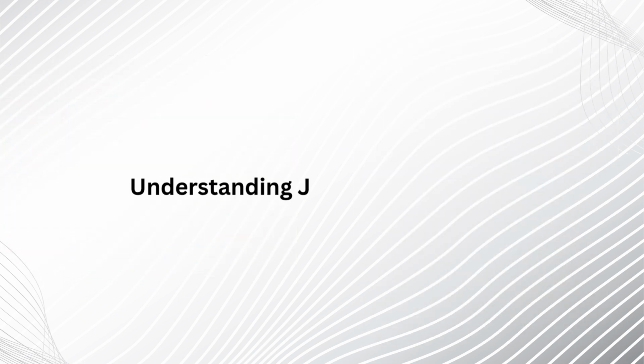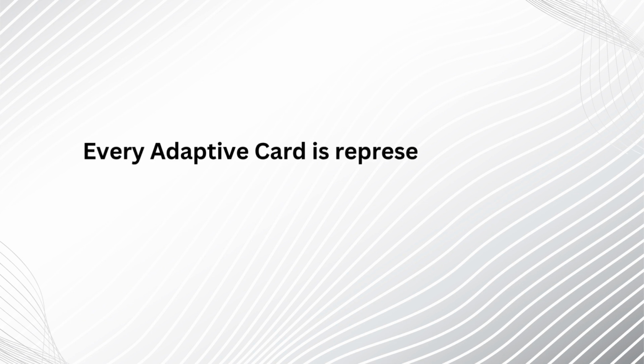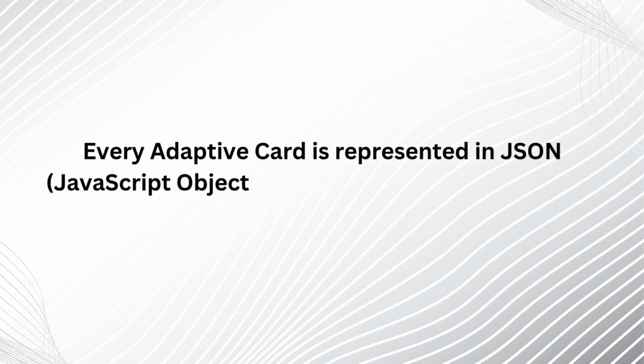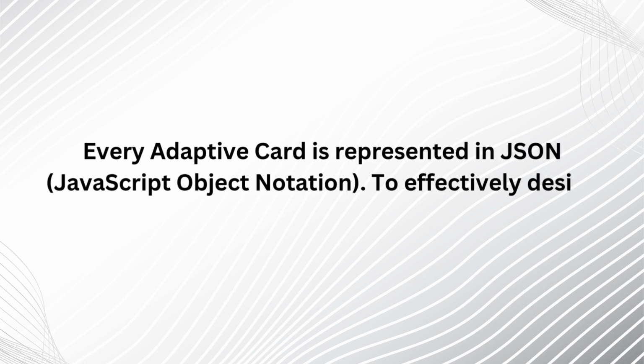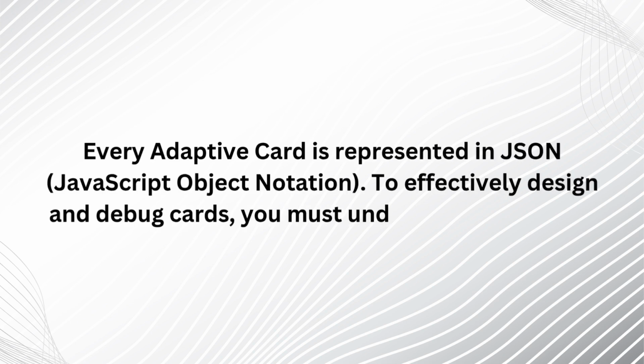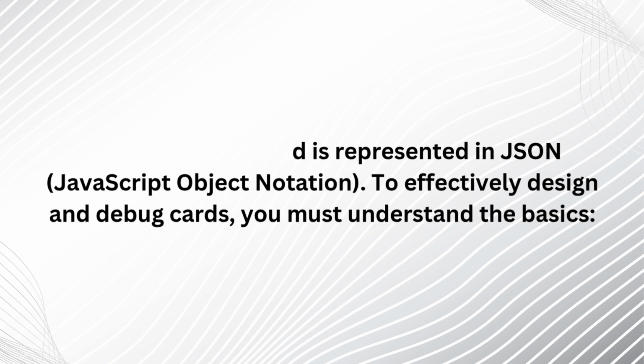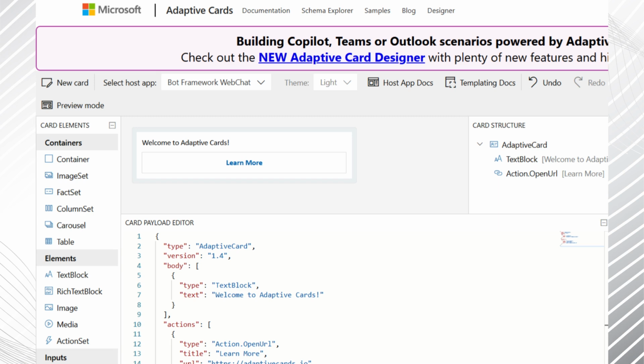Alright, now let's dive into understanding the JSON structure of an adaptive card. Every adaptive card is represented in JSON. That's JavaScript Object Notation. To effectively design and debug your cards, you need to understand the basics. Don't worry, it's simpler than it sounds. Let's break down the root properties. These are the foundational elements of every card.